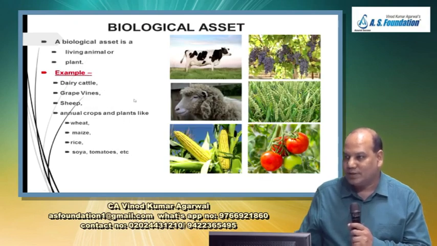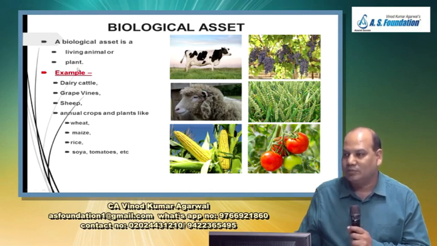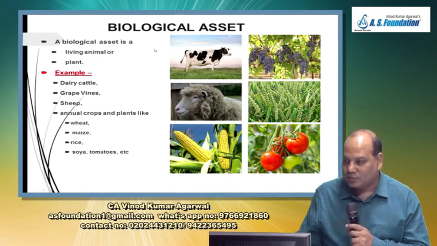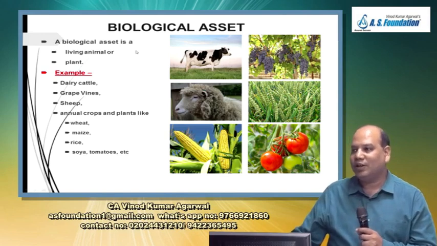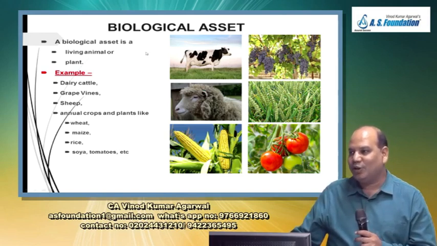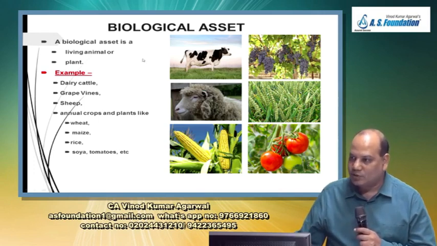Now the next question is, what is a biological asset? A biological asset would always mean a living animal or plant. What about the dead animal? A carcass will not form part of the biological asset definition. So there is a question, suppose 100 sheep were there, 40 died. How many units of biological assets do you have? 100 sheep, 40 died. 60 would be the biological asset.